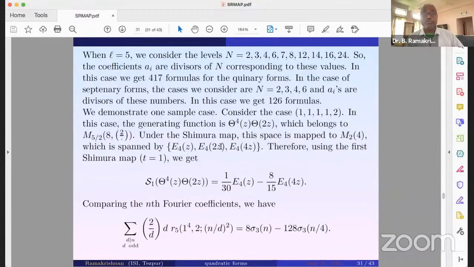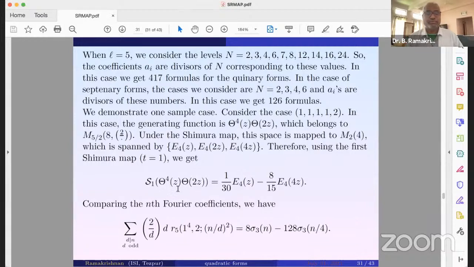Under the Shimura map, this is mapped to M2 of 4. And this M2 of 4 is spanned by E4, E4 of 2z, E4 of 4z. There is no cusp form in this case. Therefore, use the first Shimura map, T equal to 1. We have S1 of theta power 4 into theta of 2z.